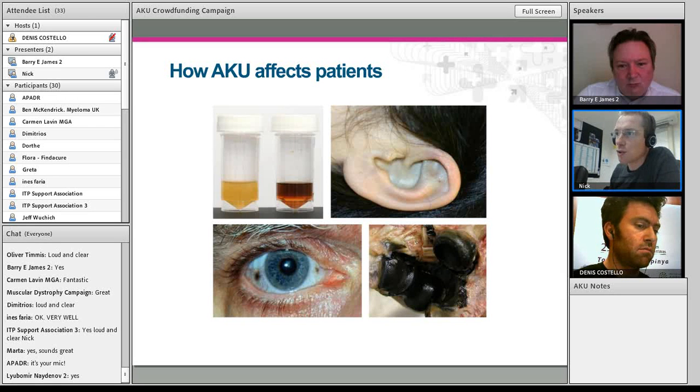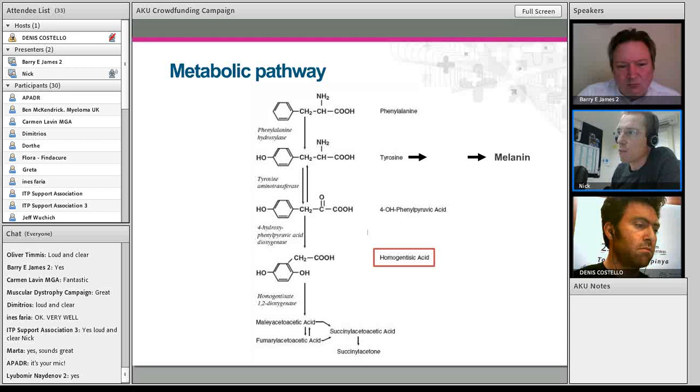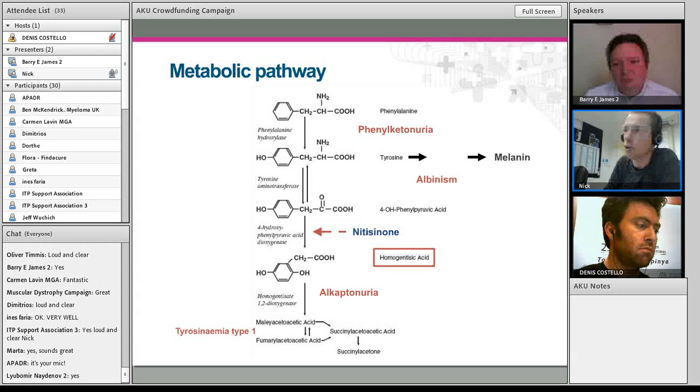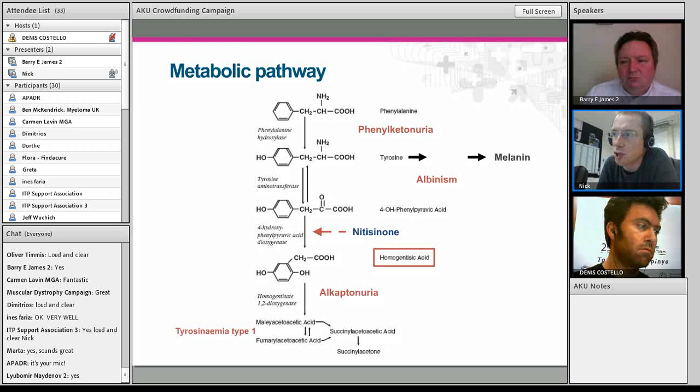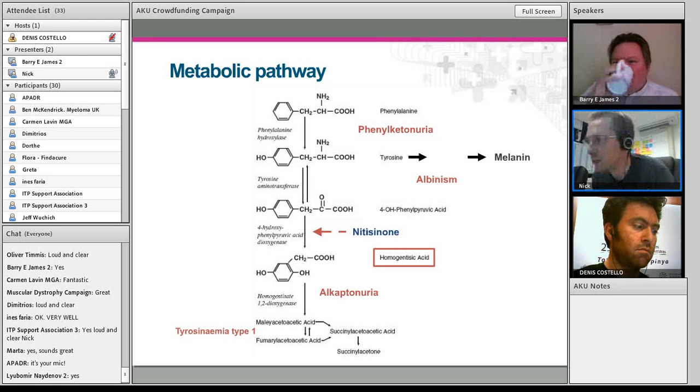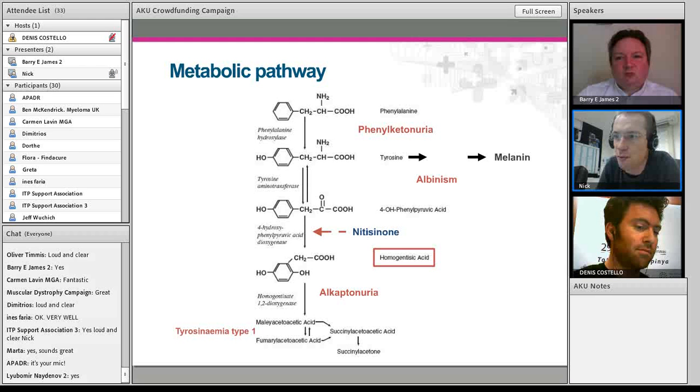And this then, as you can see in the next picture, is the tyrosine metabolic pathway. You have different rare genetic diseases at different stages of the pathway. You have at the bottom tyrosinemia type 1 and alkaptonuria, which leads to this increase in this acid that you can see there in the red rectangle, homogentisic acid. And that then binds to cartilage and bone. And above that, you can see nitisinone, which is an enzyme inhibitor, which is the drug that we are testing and that we're raising funds for the clinical trials. It is currently used for the treatment of tyrosinemia type 1, and we want to use it for the treatment of alkaptonuria, because it stops the buildup of this acid and hence prevents the disease if given early enough in life.